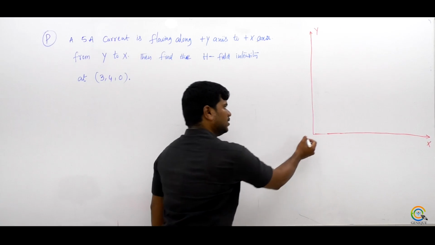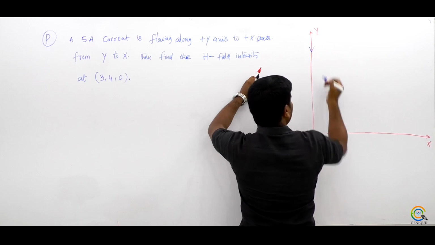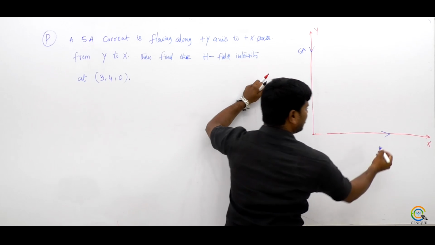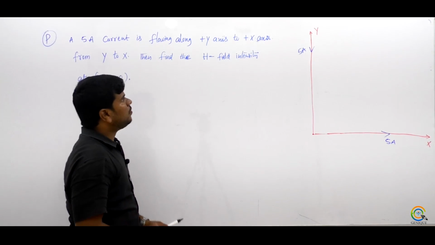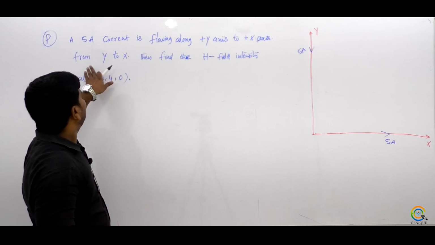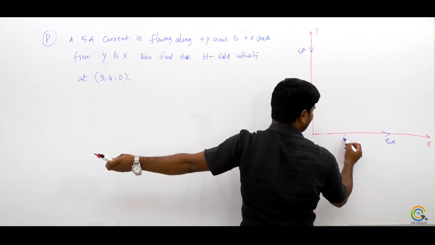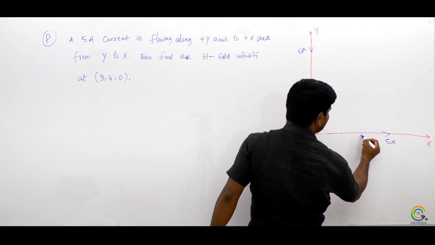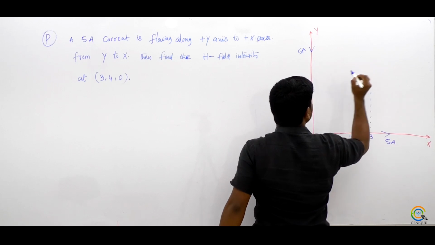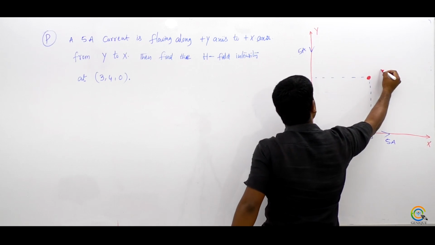This is the origin. The current is flowing from plus y to plus x, like this. How much current? 5 amperes current is flowing. Now you have to find the H field intensity due to this current carrying wire at the point (3, 4, 0). The 3 will be somewhere here: 0, 1, 2, 3. And 4 means somewhere here. Here is the point of interest. Here you have to find H.